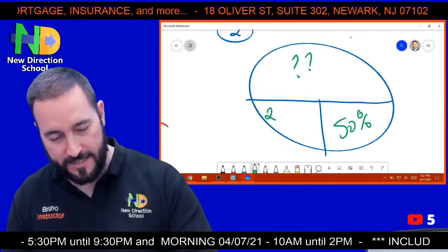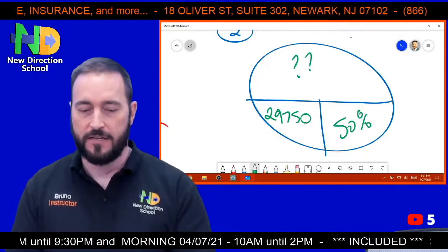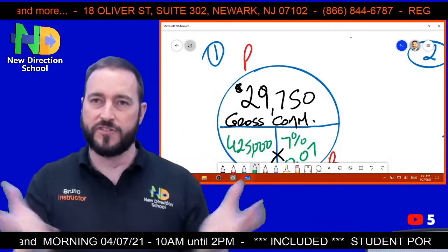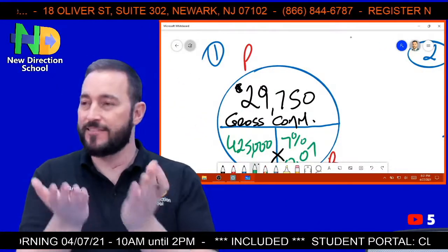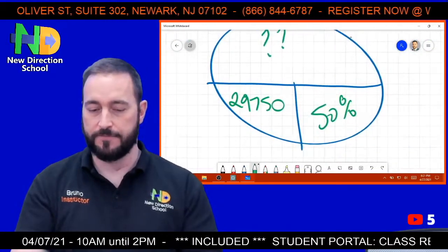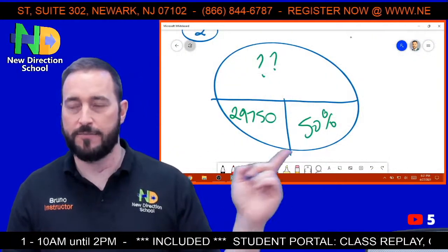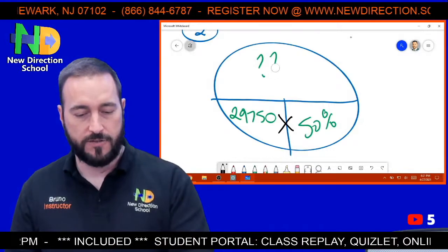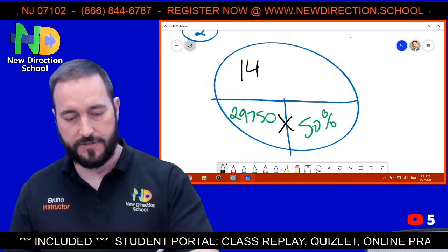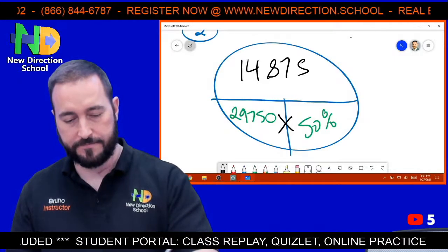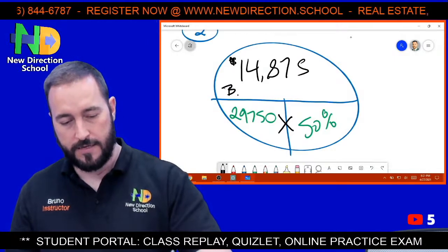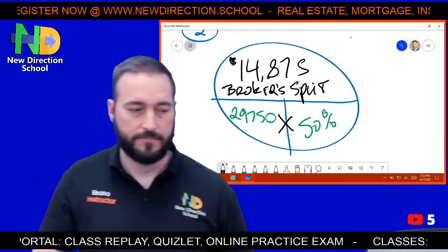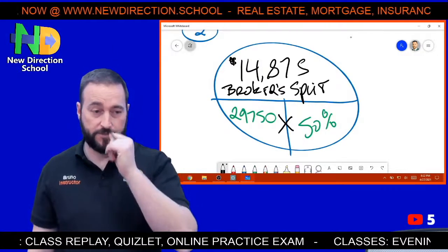At the bottom goes 29,750. Exactly. Because here in the first process, this was the part of the whole sale, right? But now it's the base, or the value of commissions, right? If two numbers are at the bottom, what do we do? Multiply. So the answer is 14,875. And this is the broker's split. Okay? That was step number 2.